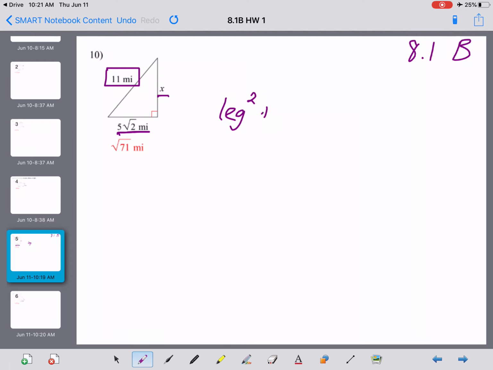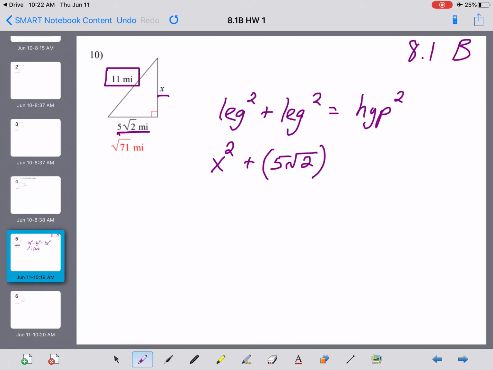So this is going to be leg squared plus leg squared equals hypotenuse squared. And we fill in what we know. One of our legs is unknown. That's the x. The second leg is 5 root 2. And this is really important, guys. It's very easy to do this incorrectly in your calculator. If you're going to square a number like 5 root 2, which has two factors, you have got to put that number in parentheses. If you don't, you're going to get this wrong every single time. So the 5 root 2 goes in parentheses, and the hypotenuse is 11. And we're going to square that.